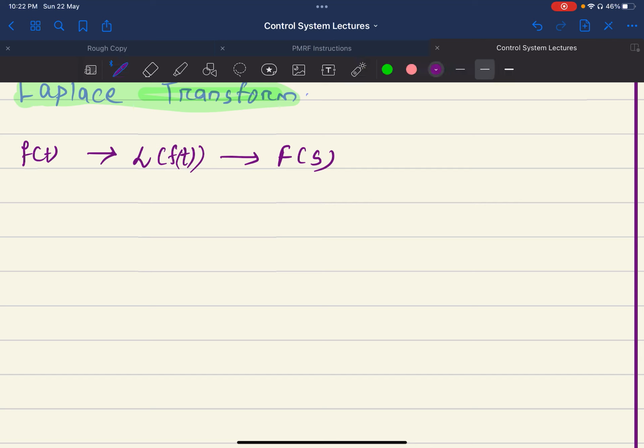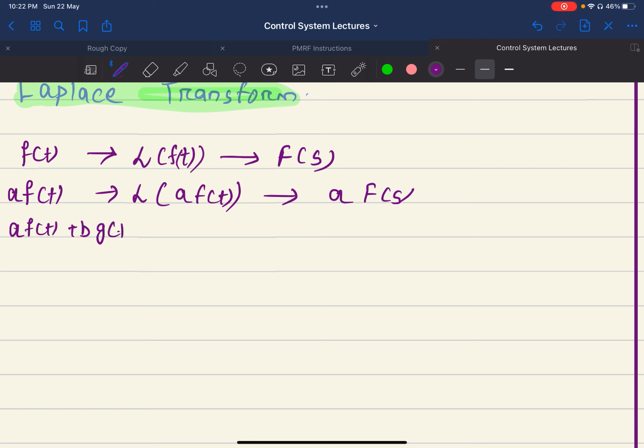If I multiply a constant a with f(t), its Laplace transformation will be a times F(s). If I sum a f(t) plus b g(t), then the Laplace transform will be a times capital F(s) plus b times capital G(s).